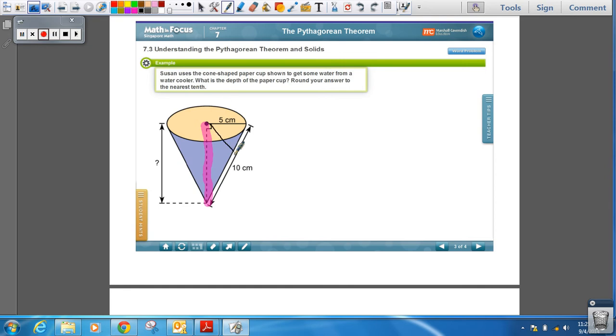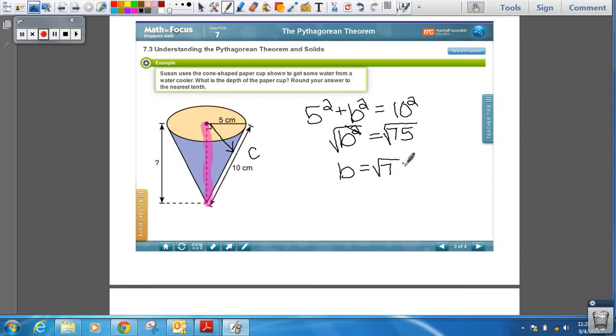So here's our right angle. Across from it is our C. A and B are interchangeable. So we have A squared plus B squared, which is what we're looking for, is equal to 10 squared, because that's our C. We end up with B squared is equal to 10 squared minus 5 squared, which is 75. Take the square root of both sides, and we end up with B is equal to the square root of 75, which is approximately 8.7 centimeters.